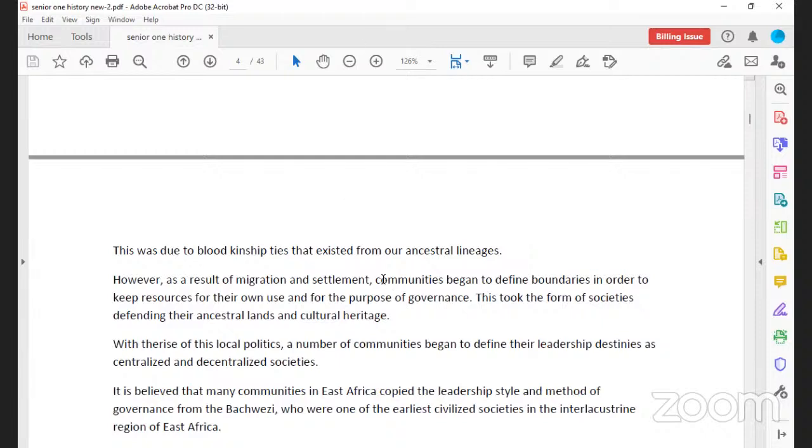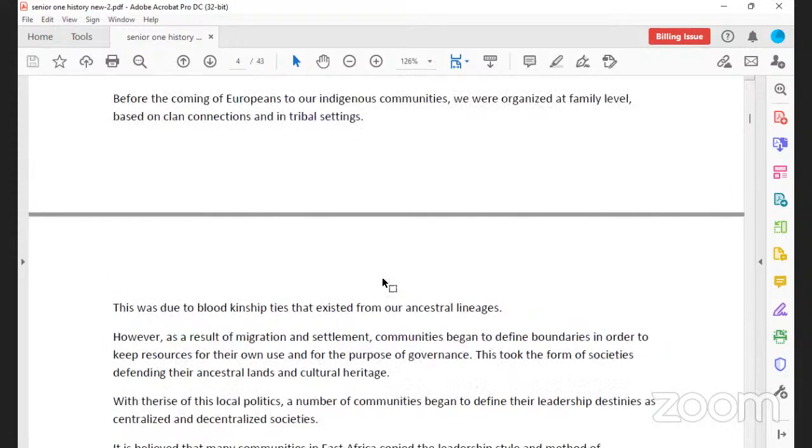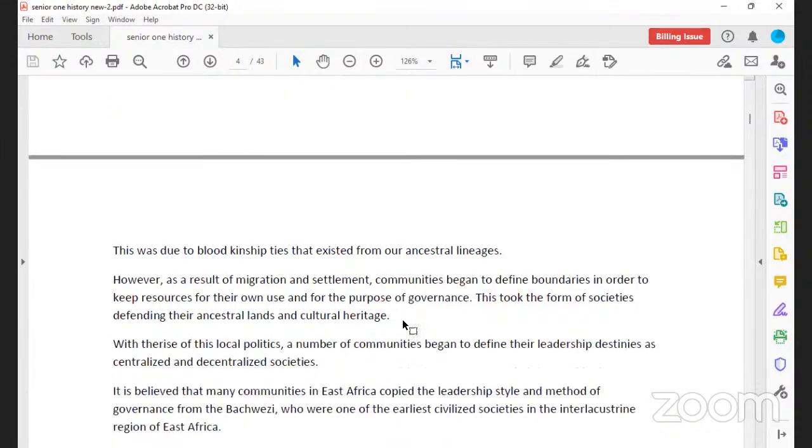So before these Europeans came, our organization was based on family level. But as a result of migration and settlement, some communities decided to create boundaries. Why were they creating boundaries? Because they wanted to keep their resources, defend their ancestral lands, and defend their cultural heritage.